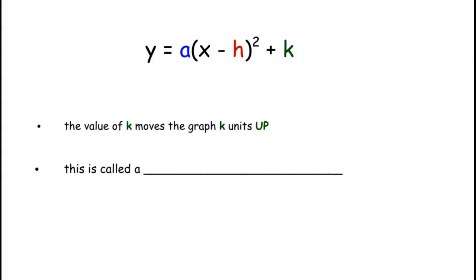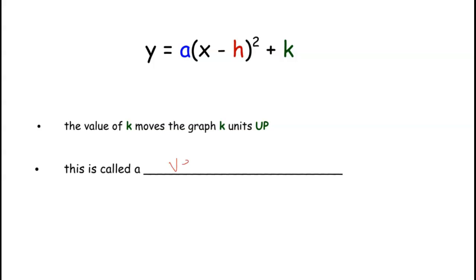Okay, so next we're going to take a closer look at what the value of k does to the graph of y equals x squared. We've done actually the harder part of this. We're ready to move on to the easier part. You probably noticed that the value of k moves the graph up and down. So what might we call a transformation where the graph moves up and down?